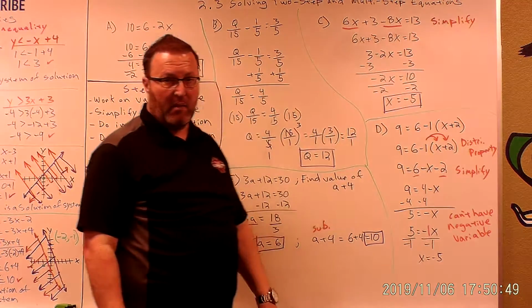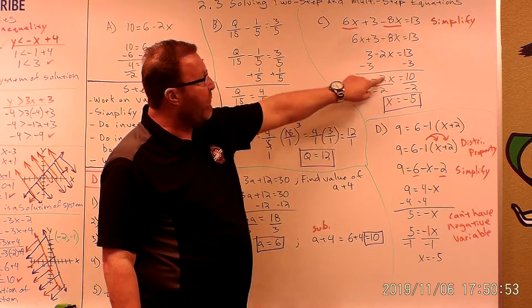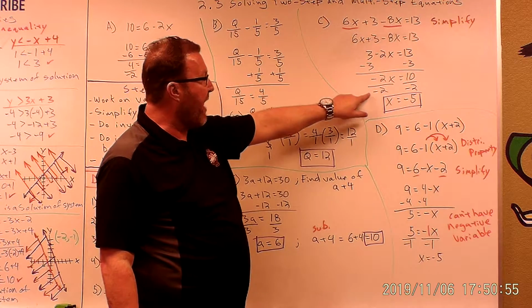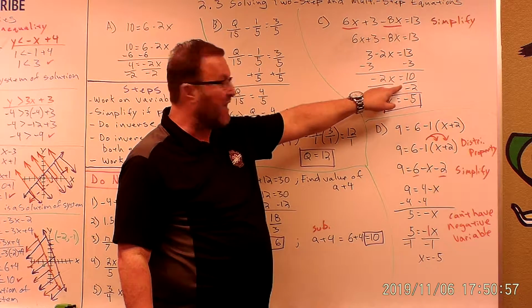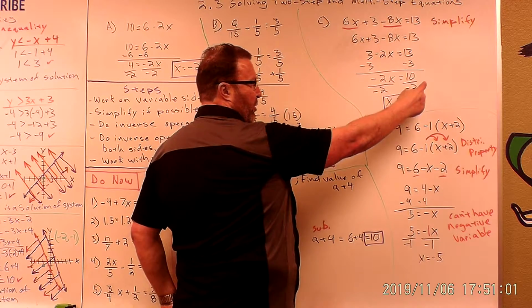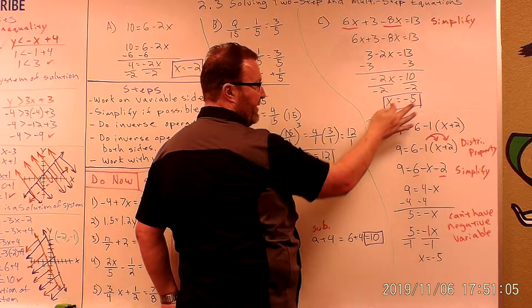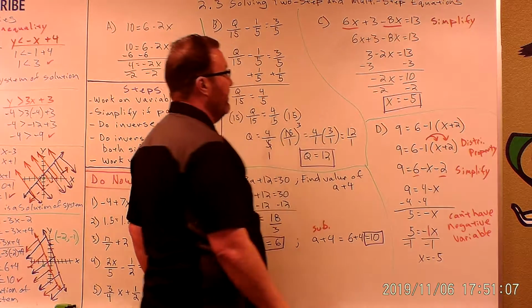Negative 2x, that is multiplying. So we want to divide it. Remember, this negative belongs to that 2, so we're going to divide by negative 2. We're going to do it to the other side. Divide by negative 2. 10 goes in the calculator. That's our numerator. Divided by negative 2. A positive divided by a negative is a negative. X equals negative 5.